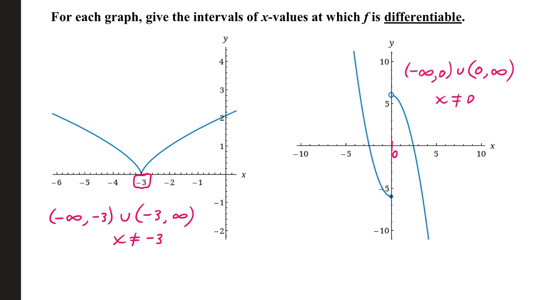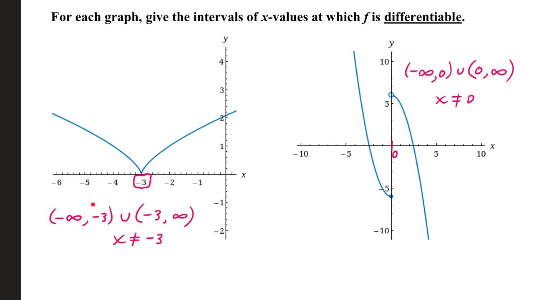That doesn't mean continuity implies differentiability, but if it's not continuous, then it's not differentiable. It was the contrapositive of that statement we talked about in class. Anyway, this graph to your left has a sharp point at negative 3, but it'll be differentiable everywhere else. So just don't use negative 3.